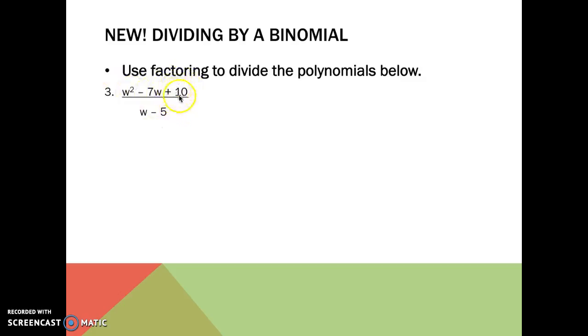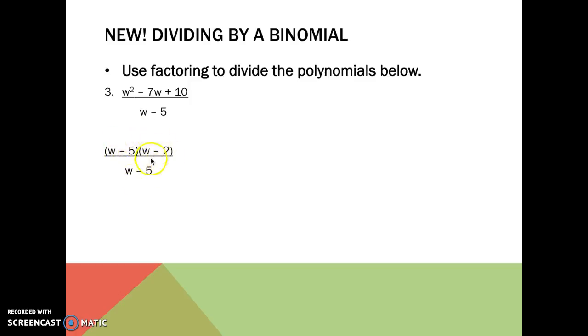So we're going to look for factors of 10 that when added together equal negative 7. Well, in this case, 2 times 5 equals 10, and we have negative 2 and negative 5. When you add negative 2 plus negative 5, that equals negative 7. So we're going to factor it like this. We have w minus 5 and w minus 2. And then on the bottom we have our w minus 5 still.